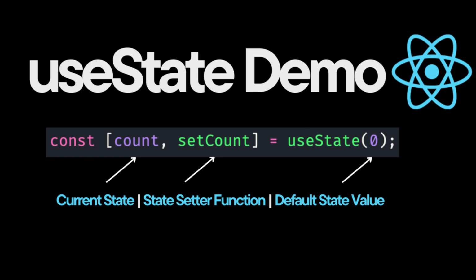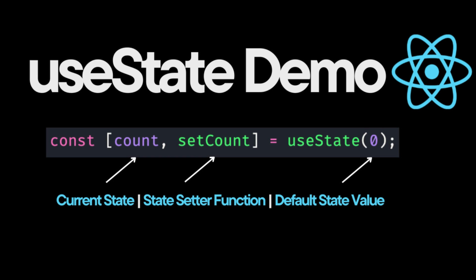Basically how it works is when you call the useState hook, it returns an array with 2 items in it. Those 2 items are the current state, and the second item is the state setter function. So it's going to look just like this.